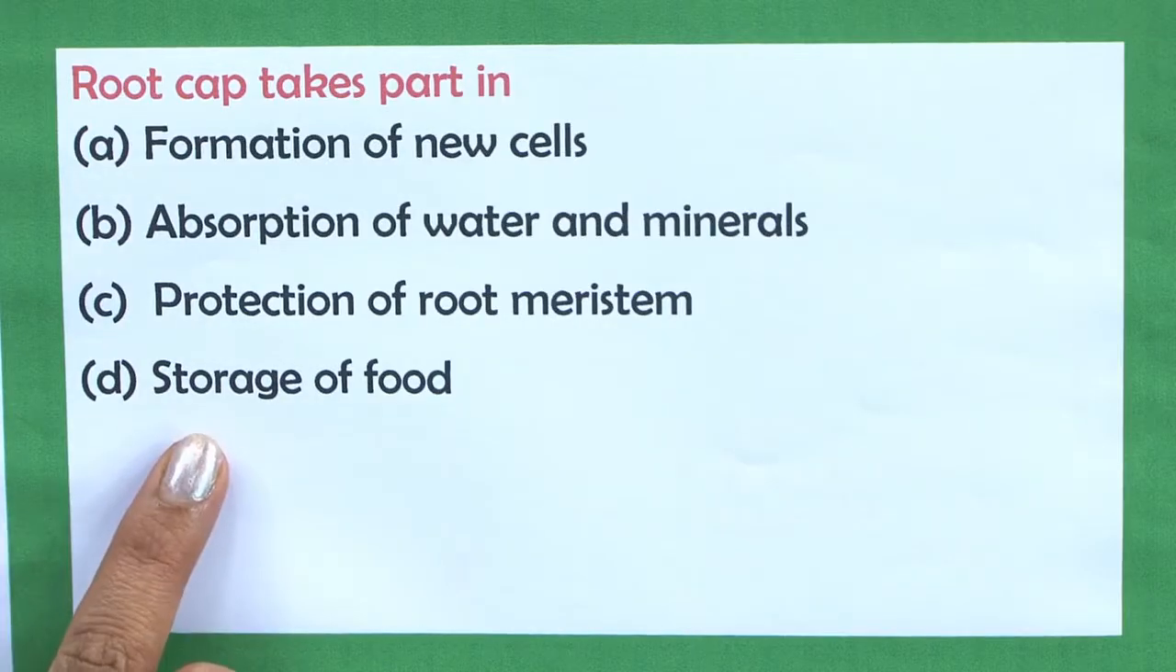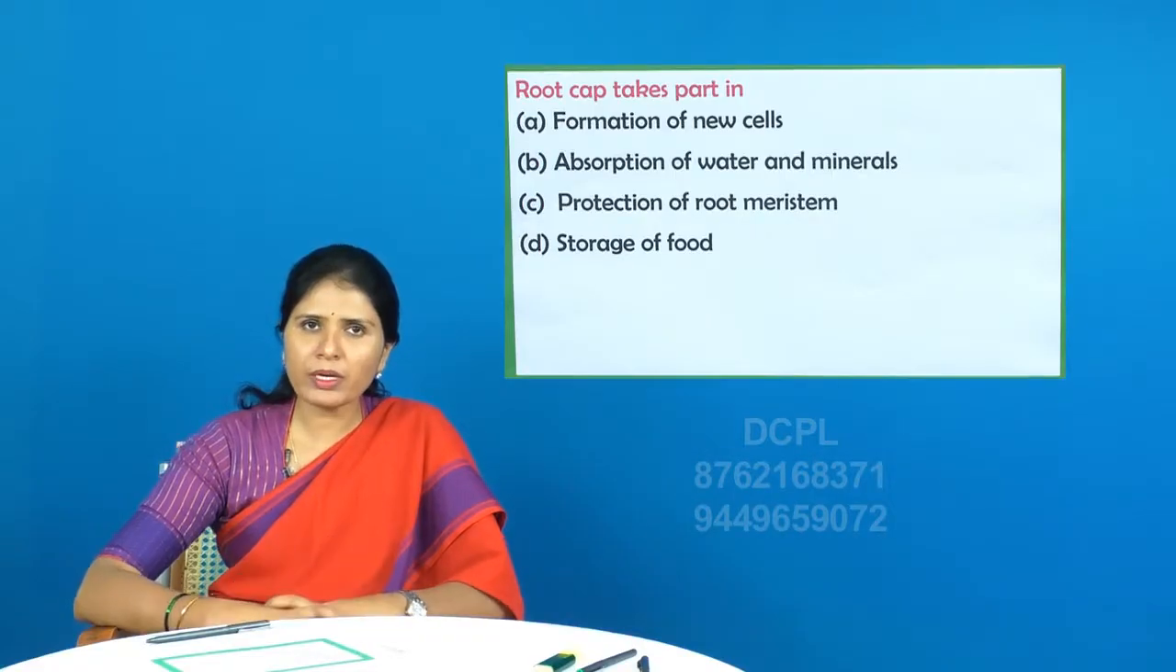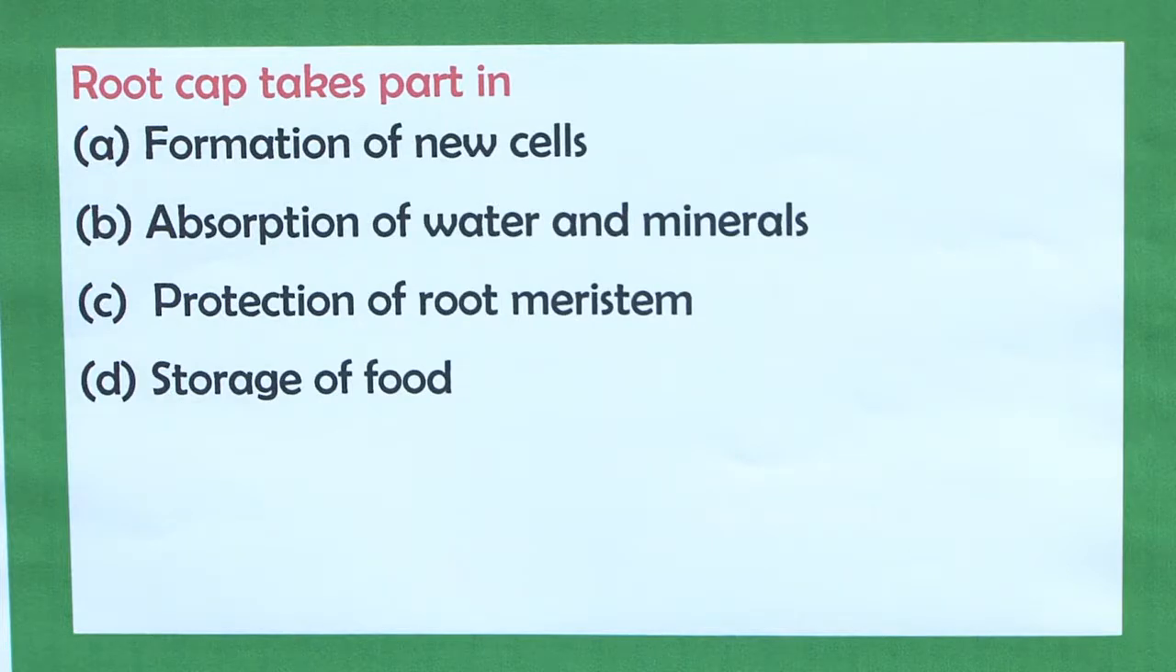Now the other options. The storage of food is done by the whole root system as such, whether it is a taproot or an adventitious root. So, storage of food, option D, is not an appropriate answer. Coming to option B, absorption of water and minerals is done by the zone of elongation and as well the root hairs. So, option B is not an appropriate answer. Coming to the formation of new cells. Formation of new cells is confined to the meristematic zone, so that cannot be an appropriate answer.